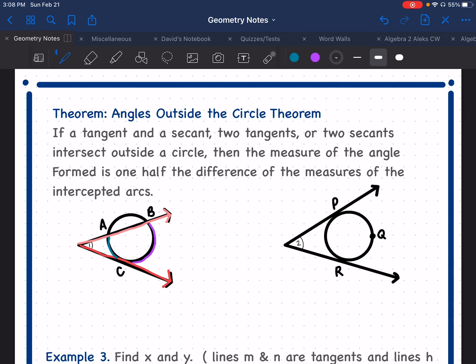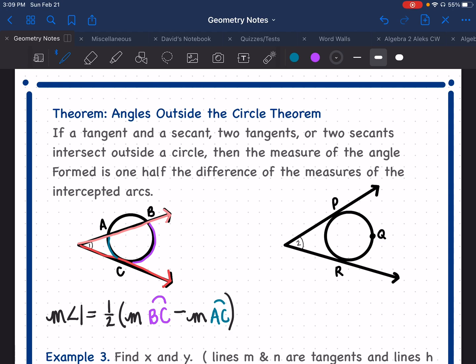So to find the measure of angle 1, it's going to be half the measure of arc BC, the outside arc first, minus the measure of the inside arc, AC. So it's always got to be the outside minus the inside.